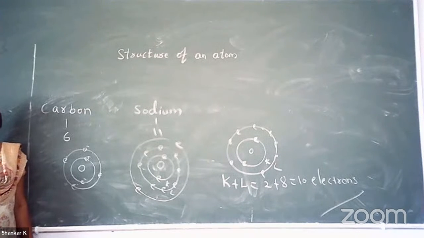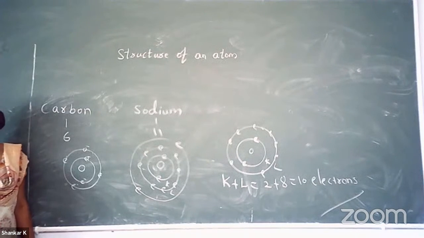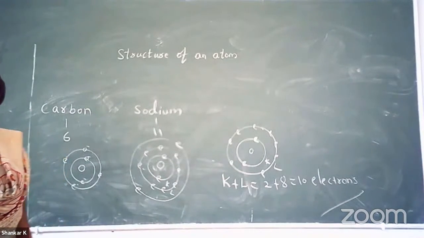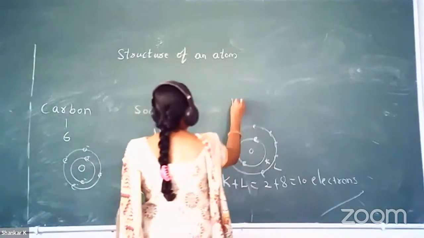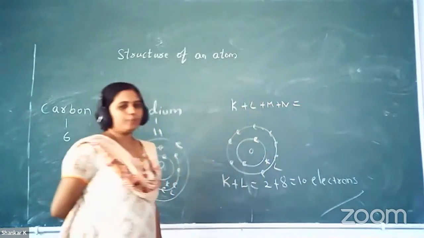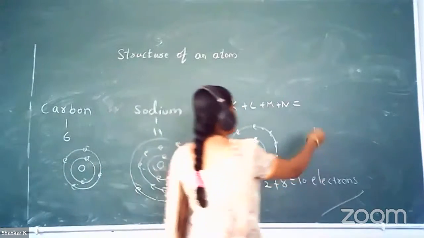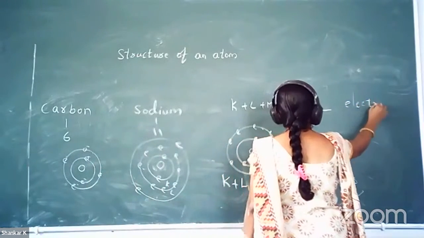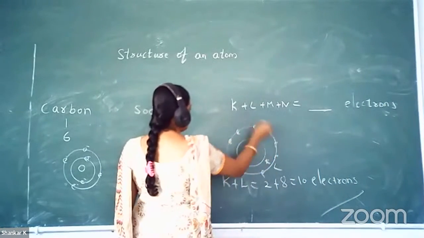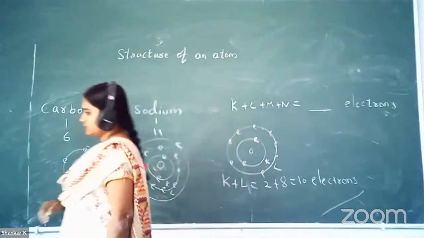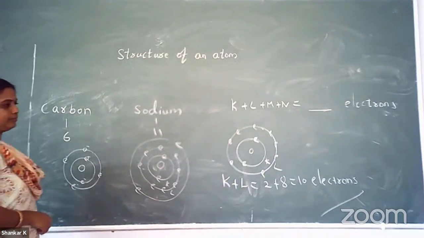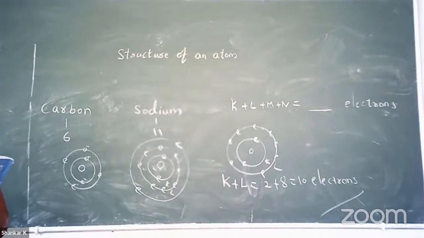Now you tell me, K also full, L also full, M also full, N also full. So what is the total result? Total electrons. Tell me first. K plus L plus M plus N. How many electrons should be there? You know how many electrons should be present in the K cell, L cell, M cell, N cell. Tell the result. Do it fast.